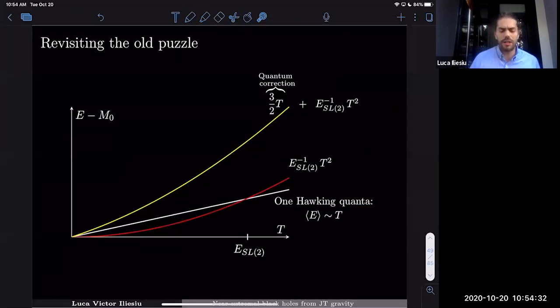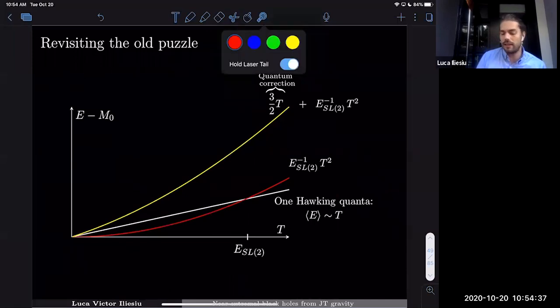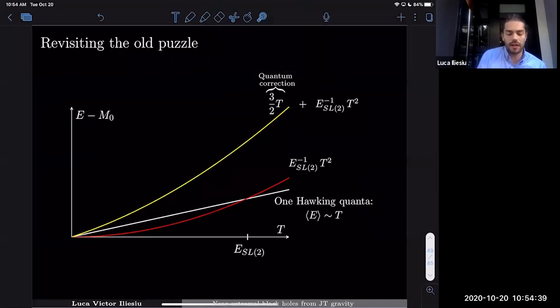So I just want to quickly revisit the old puzzle. In the old puzzle, we saw that the energy of the black hole at low temperatures was always lower than the energy of one Hawking quanta if I go at a temperature scale below ESL2. Now, if I compute the energy again, I see that there's a quantum correction that came from the one loop determinant associated to the Schwarzian. And this is three halves times T. So essentially, quantum corrections cure this paradox.